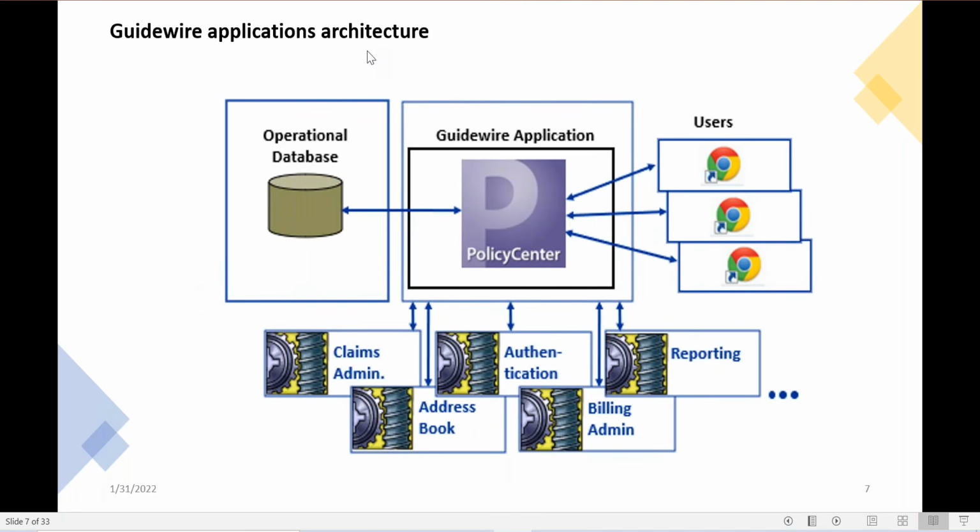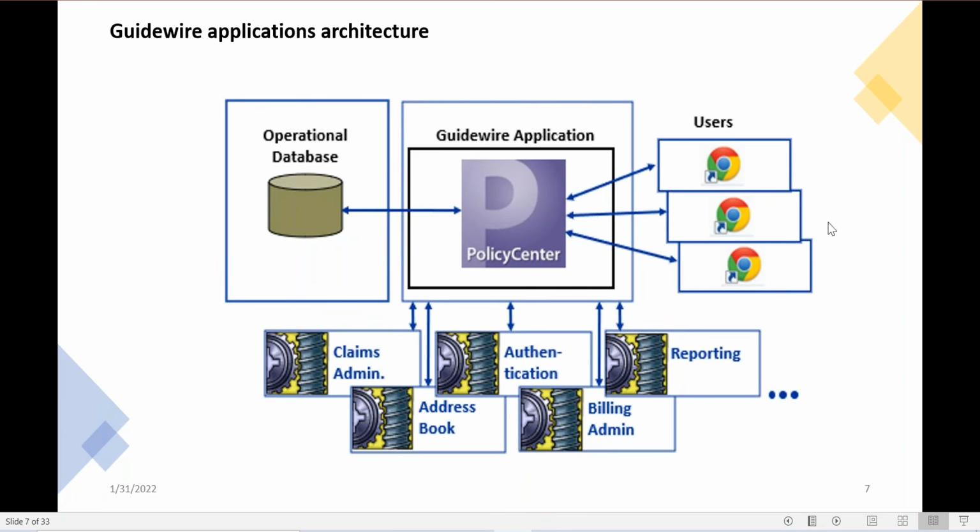Now here, this is the high level architecture of Policy Center. It's the same industry standard architecture. They follow the three-tier architecture. Three-tier architecture means, in any application, what do you need? You need an application layer, you need a data layer, and you need a UI layer.